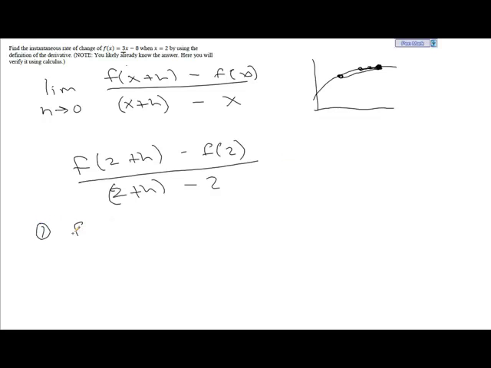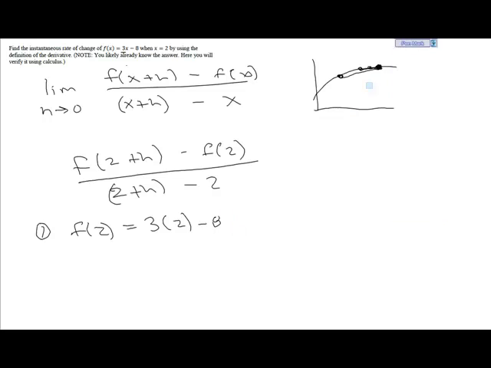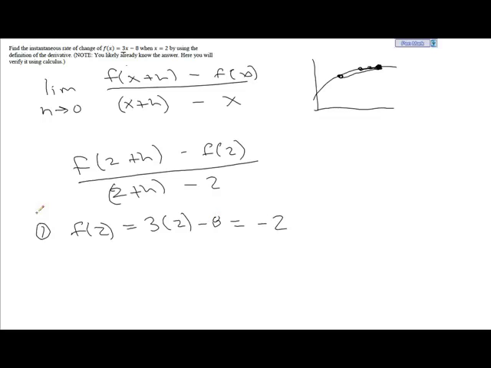So I always like to start with the easier one. That just says plug in 2 for x in the equation. That's going to be 3 times 2 minus 8, which is equal to 6 minus 8, which is negative 2. Okay, so one of the output values is negative 2. The second one, f of 2 plus h, is symbolic because we don't actually know how far away this next point is from 2. We just know that it's h units away.